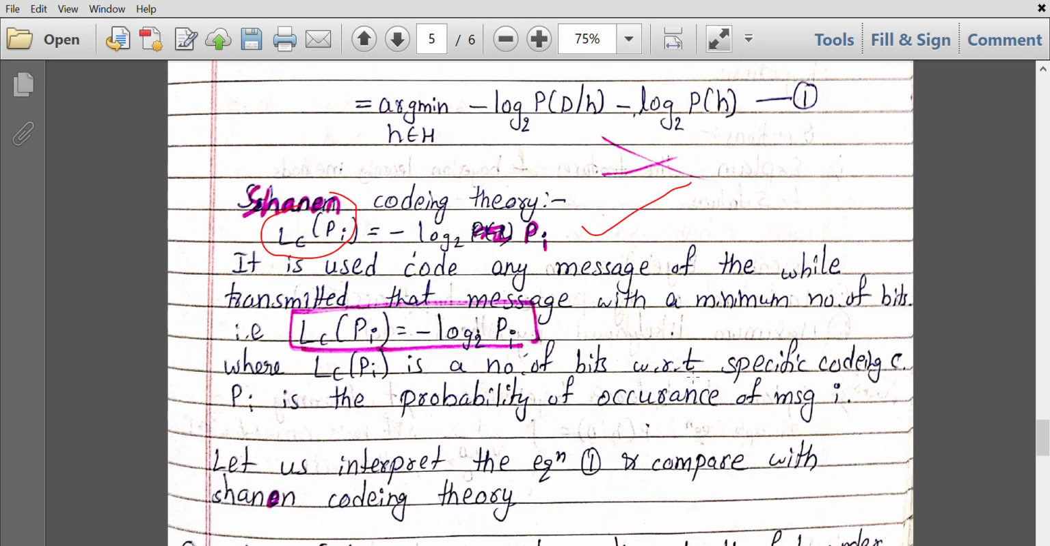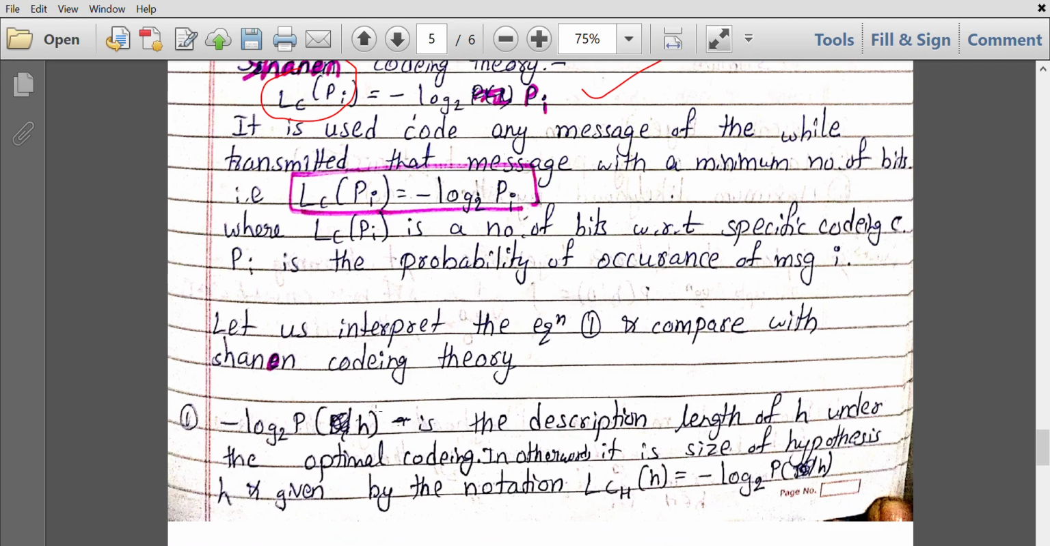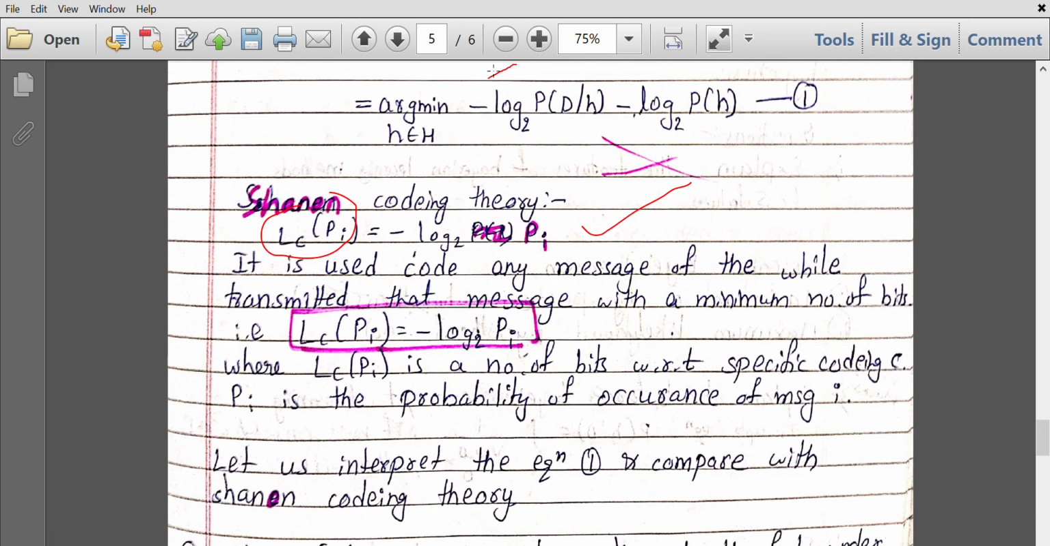So we can interpret this equation 1 using the Shannon theory. The Shannon theory always gives a minimum number of bits by applying this formula. We can compare that with equation 1, our HMAP. So this is the first term.